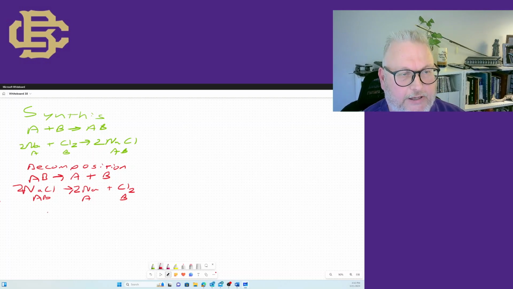So single replacement is like this. Let's use a different color. Let's go with purple. This is Purple Wave Chemistry, as you know. So, single replacement. Let's go back with our dance analogy.